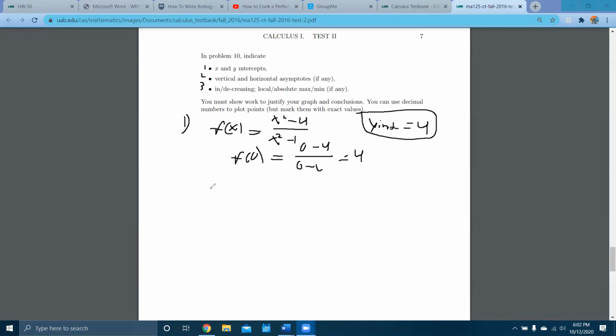Next, we have to find where f of x is equal to 0. So x squared minus 4 over x squared minus 1 equals 0. So we get that x squared minus 4 equals 0. x equals plus or minus 2. And there's our x-intercept.